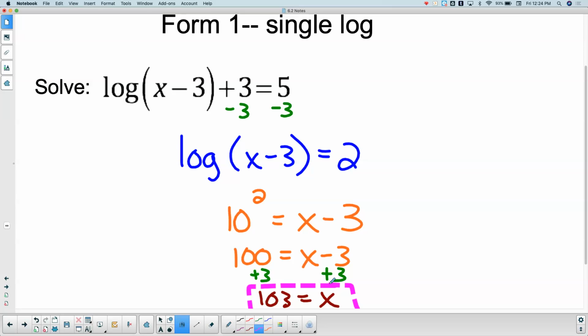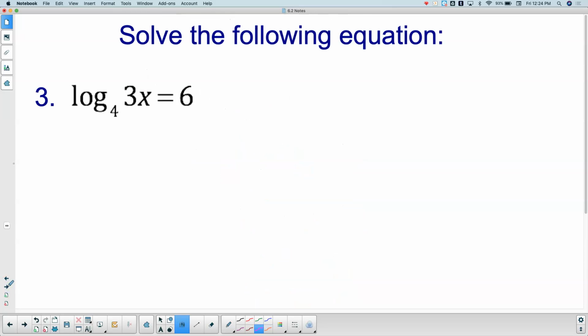Okay? Same steps. Go for it. Try it. Isolate, switch, solve, check. Isolated, not isolated. Isolated, yep. Okay, so then we switch. So it becomes 4 to the 6th power equals 3x. 4 to the 6th power, what's that? 4,096?